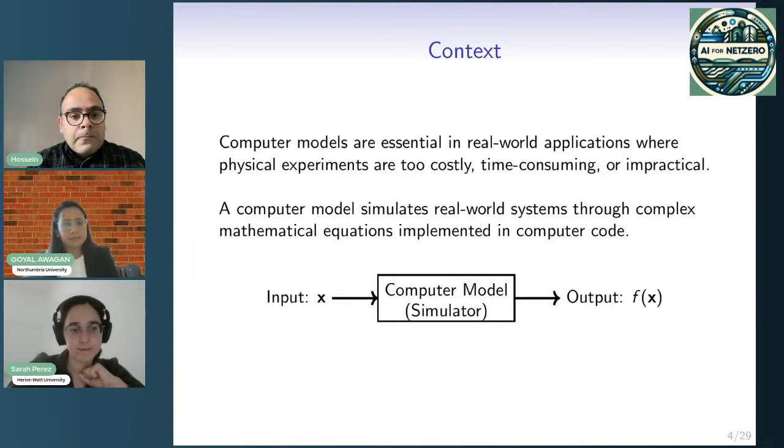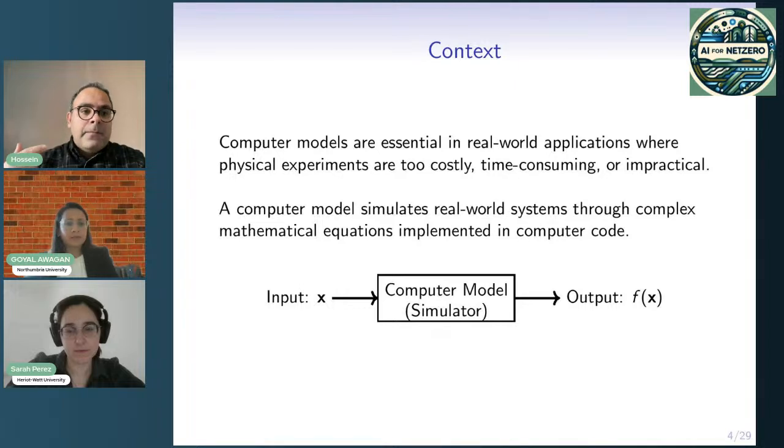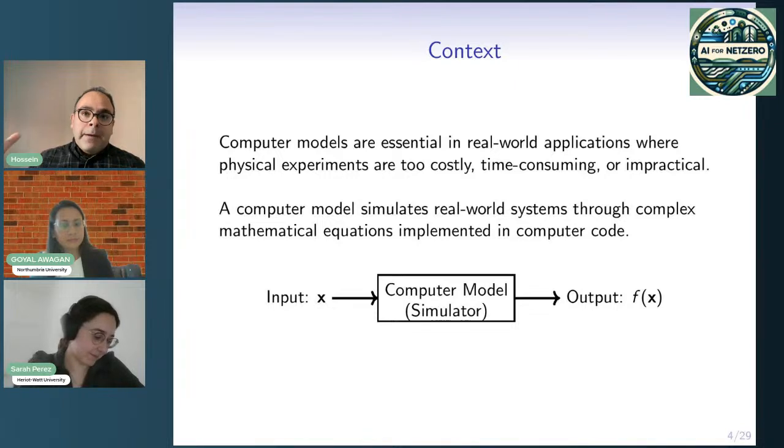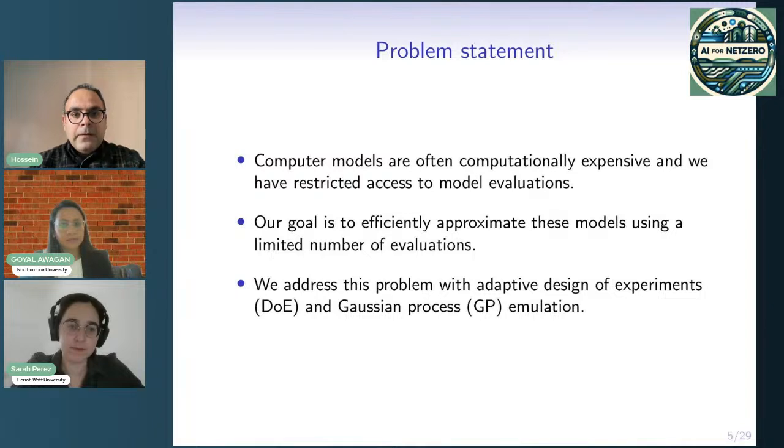A computer model reproduces real-world phenomena using complex mathematical equations implemented as computer code. These mathematical equations are often ODEs or PDEs. However, from a statistical perspective, we consider computer models as black boxes and try to approximate the input-output relation within the model. The problem with computer models is that they are computationally expensive, often because they are based on complex mathematical equations, as I mentioned. This restricts us from having access to many model evaluations.